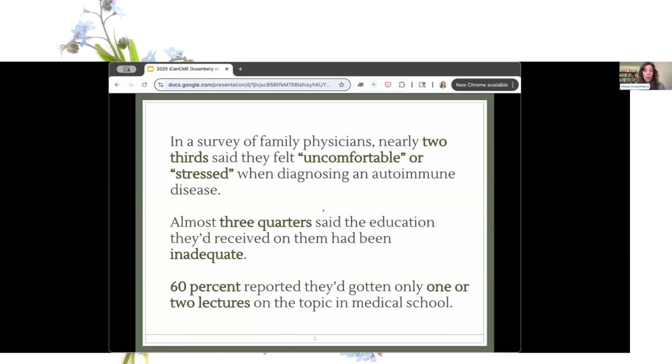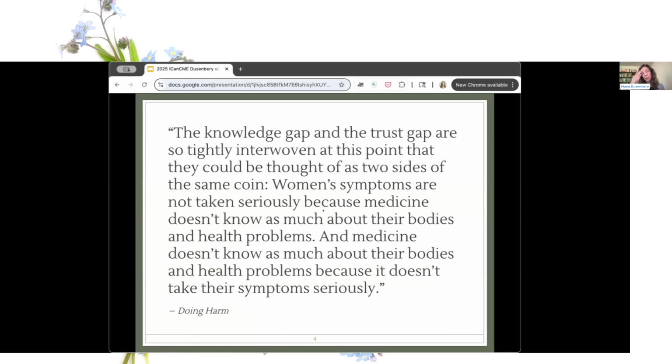And I think the biggest takeaway from my research, and I'll talk about this a little bit more towards the end, is that these two gaps are really mutually reinforcing. The one feeds into the other. And I think that's really key to understanding these problems and understanding how they've become so entrenched within medicine. And I think that dynamic is especially important in understanding why ME specifically is so poorly understood still.